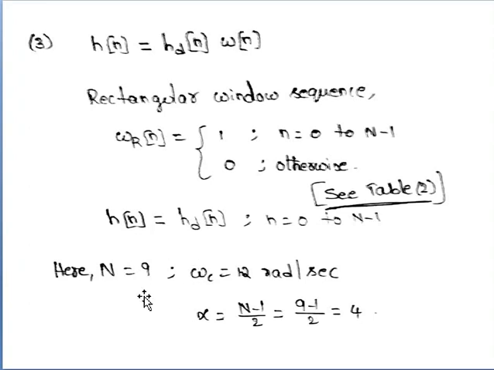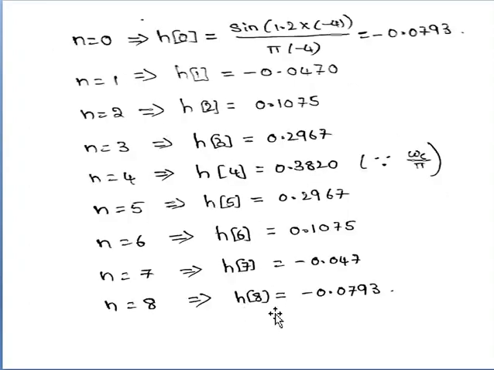So now here n is 9. So omega c is 1.2. Alpha is n minus 1 by 2, which means 4 value. 9 minus 1 by 2, 4. Now find all the coefficients, the impulse response coefficients. What is that? n0 to n8. Substitute h of 0, h of 1, h of 2 like that.